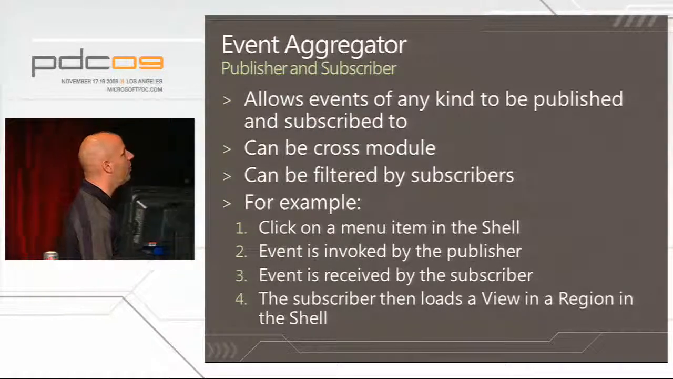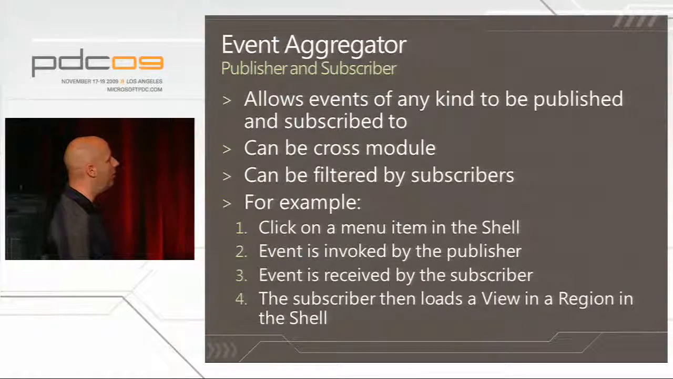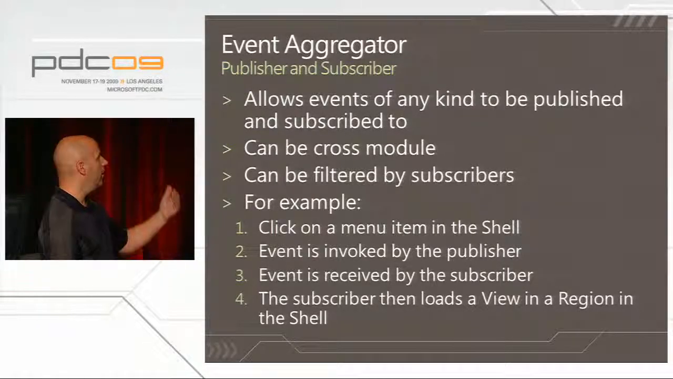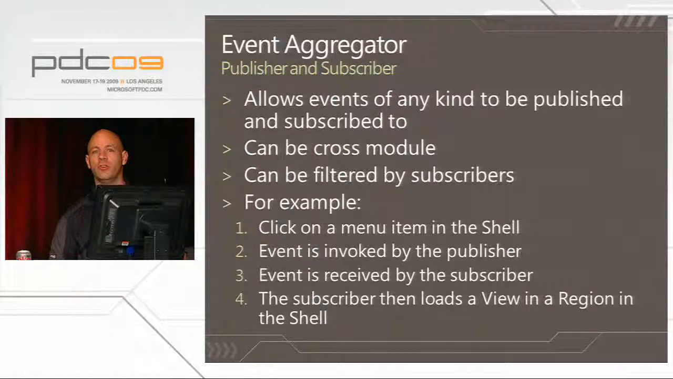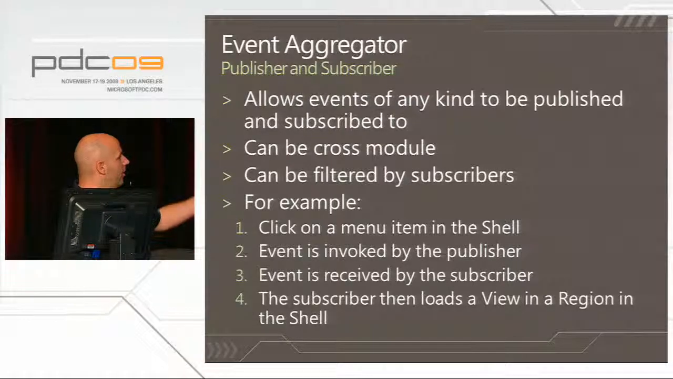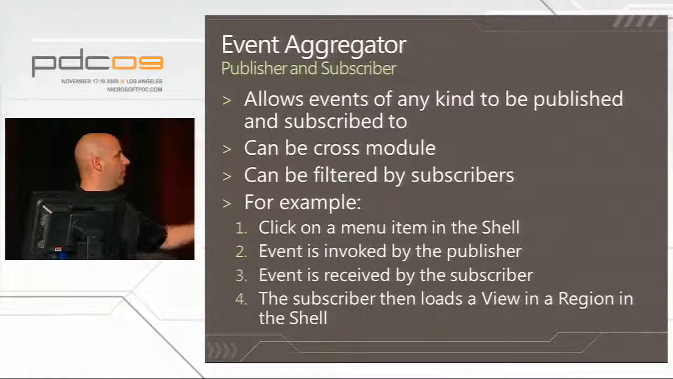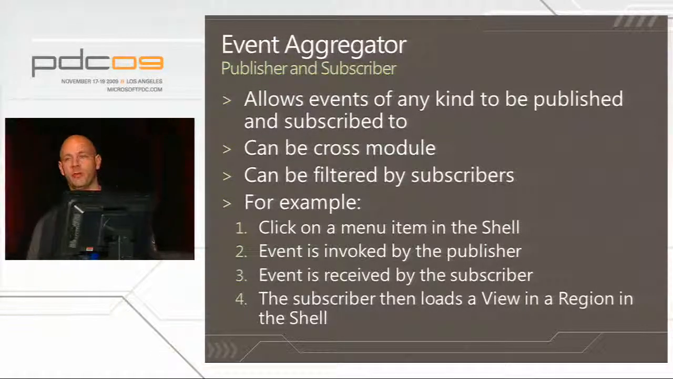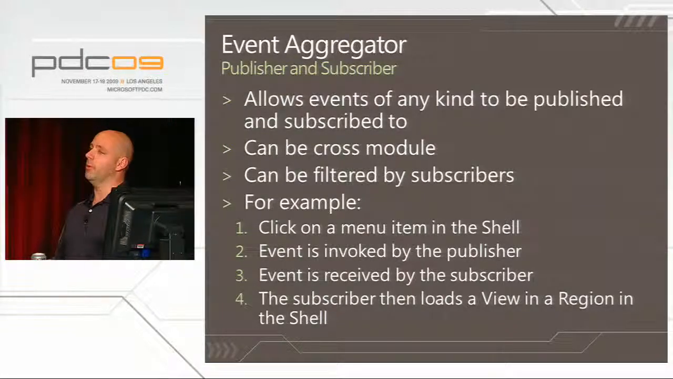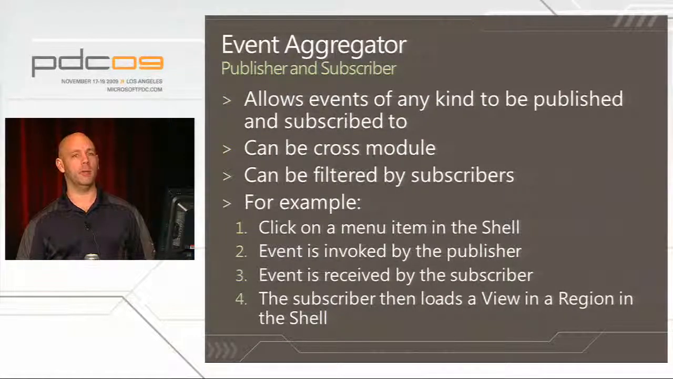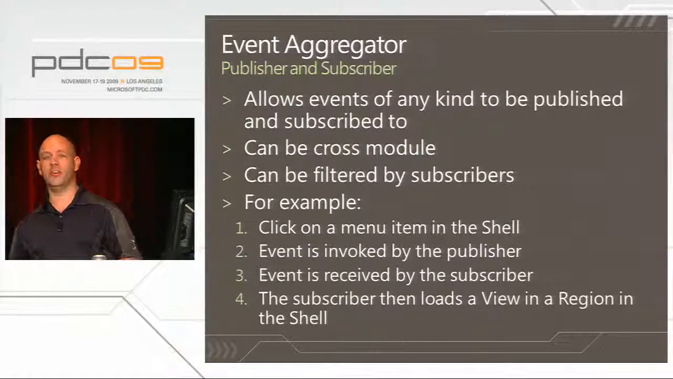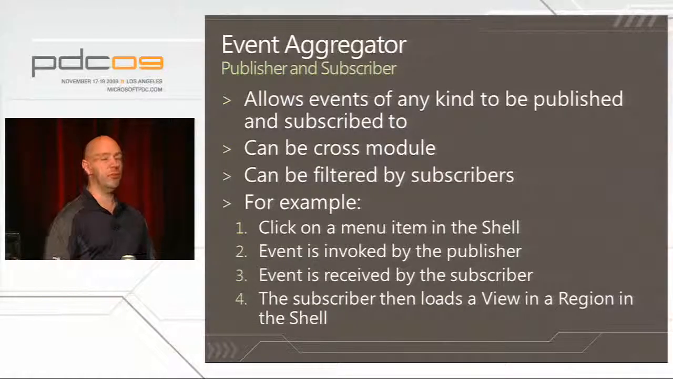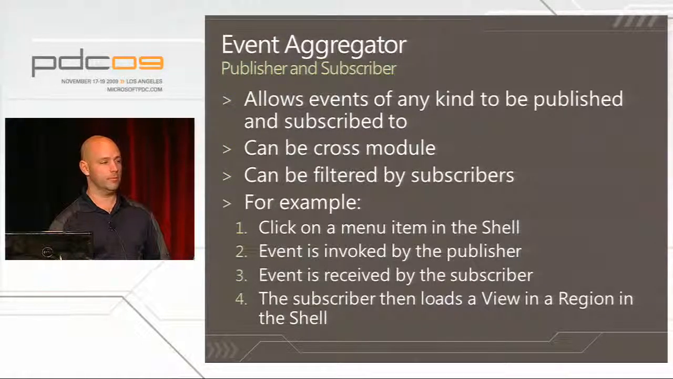So we talked about this event aggregator. It allows events of any kind to be published, and you create these events yourselves. They can be filtered out using subscribers, and that's where that is notification relevant method I created comes in handy. And here's a great example. You click on a menu in the shell, the event is invoked by the publisher, it's received by a subscriber. There may not be a subscriber, in which case the view would never pop up. Or there could be multiple subscribers. Maybe there's multiple places that have views that can respond to this, and you need to use the filter to figure out which one is the appropriate one.